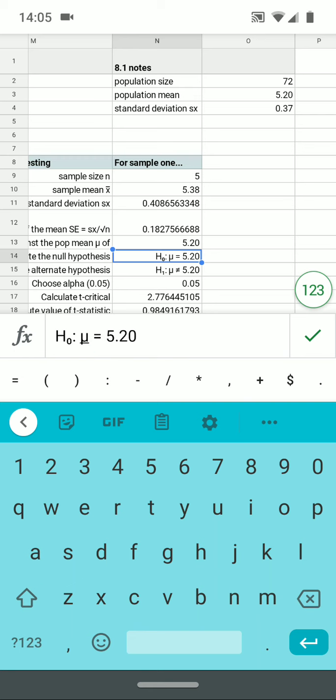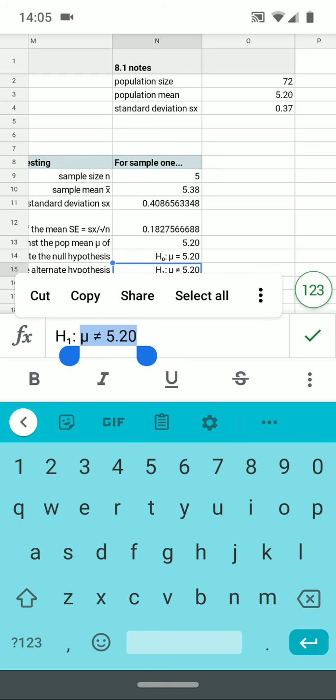And the alternate hypothesis, H sub 1, seen here, is that the mean could not be. That's what that does not equal means, could not be 5.2.